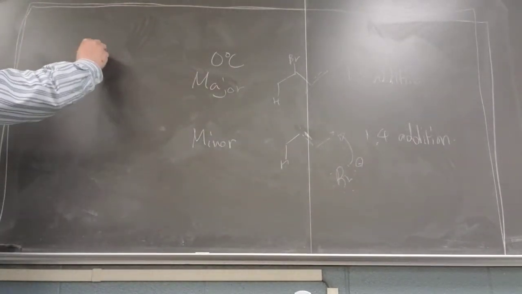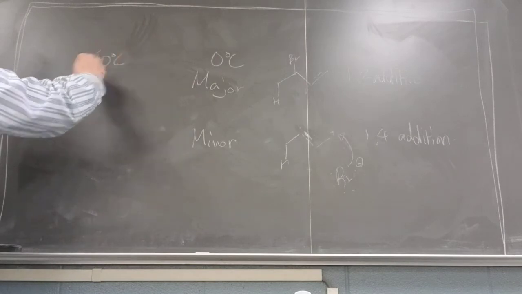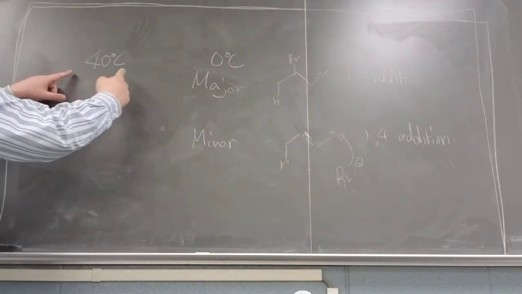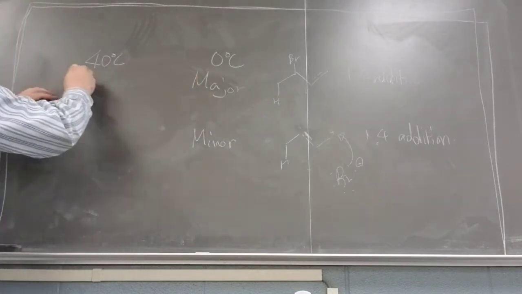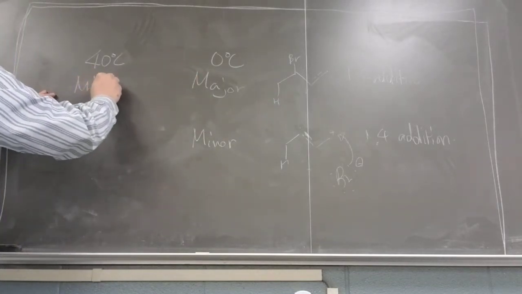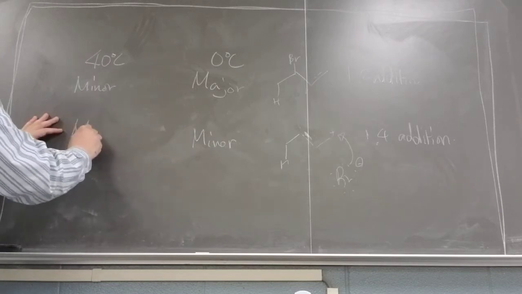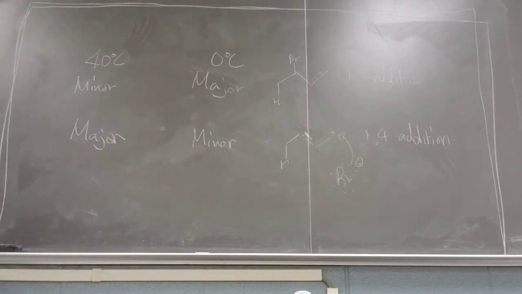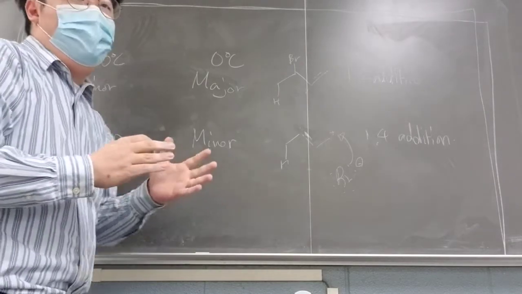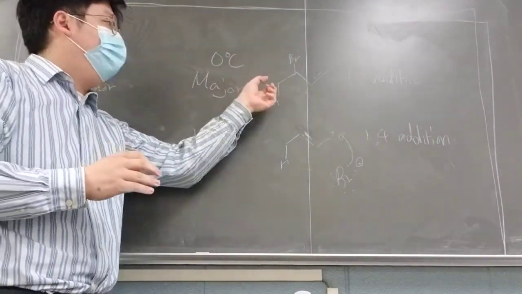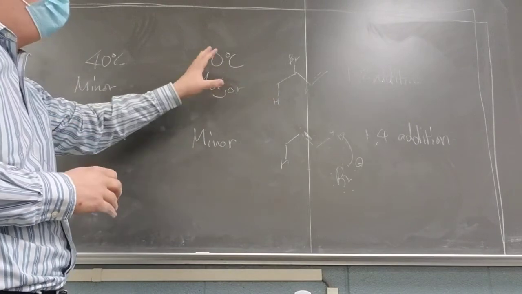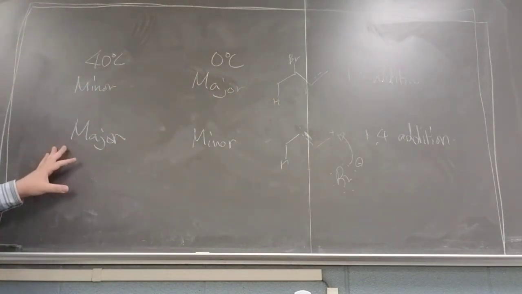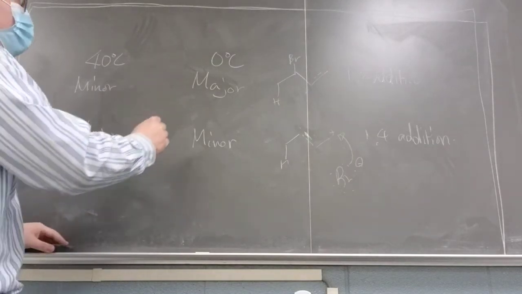But when you increase the temperature up to 40 degrees Celsius, it actually inverts. So at the higher temperature, this will become minor, and this will become major. So there's a reason why this one will become the major product at the lower temperature, but become the minor product at higher temperature, and vice versa over here. Okay.